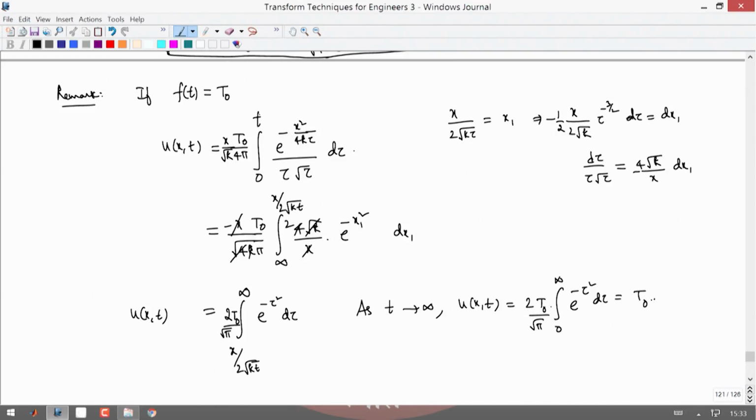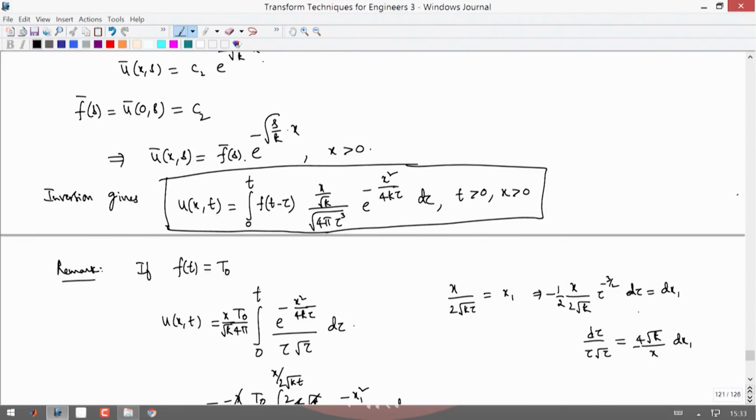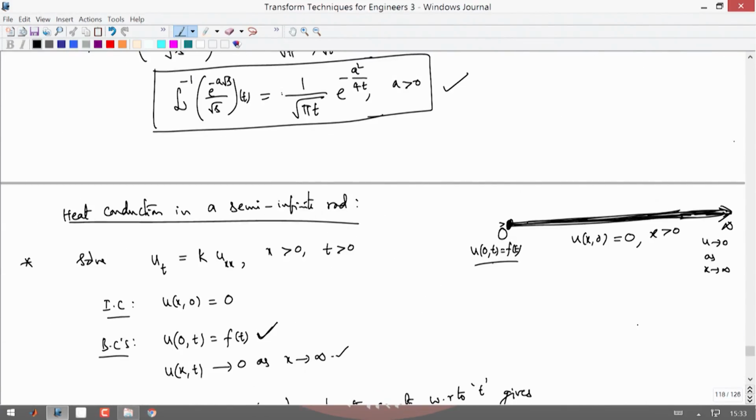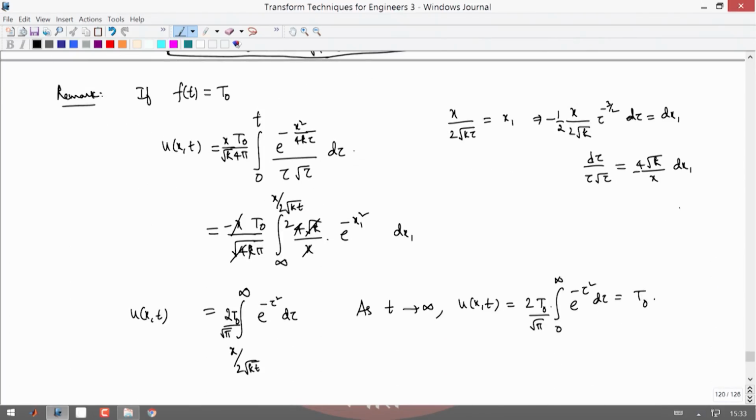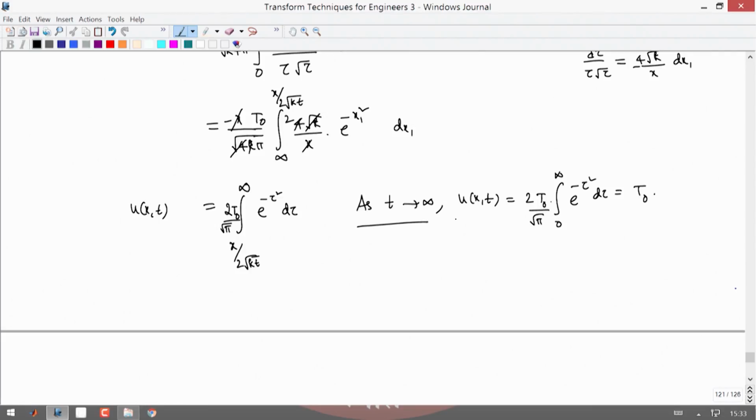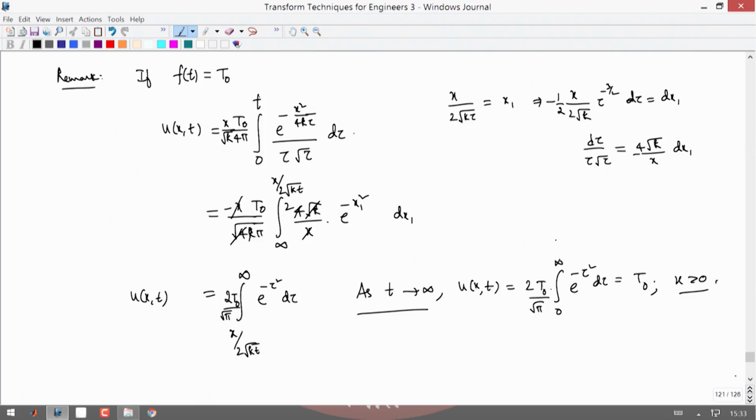So you end up getting T0. That is expected, as you see in this infinite rod. If you keep pumping constant temperature here, let us say T naught, constant temperature, and keep on doing it, eventually as t goes to infinity, at any point x, it will reach that same temperature. That is what it means. As t goes to infinity, the temperature at every point x becomes T naught. So that is what it is. So x is positive.